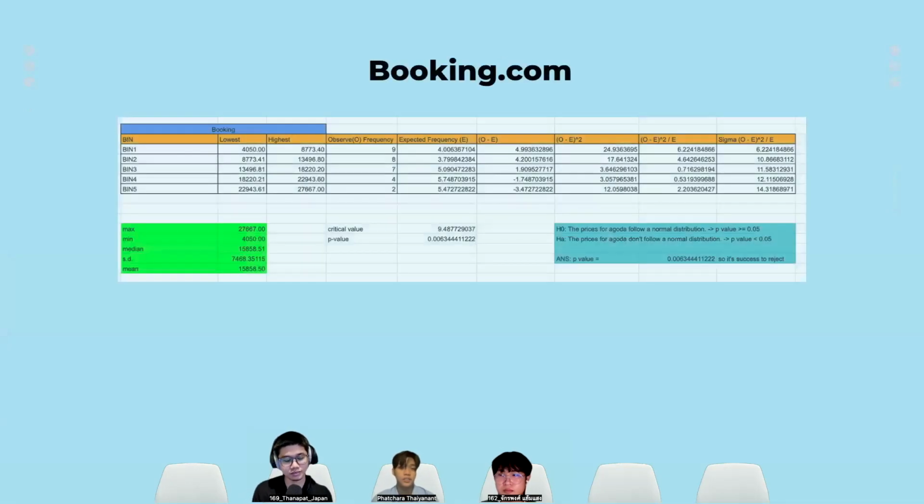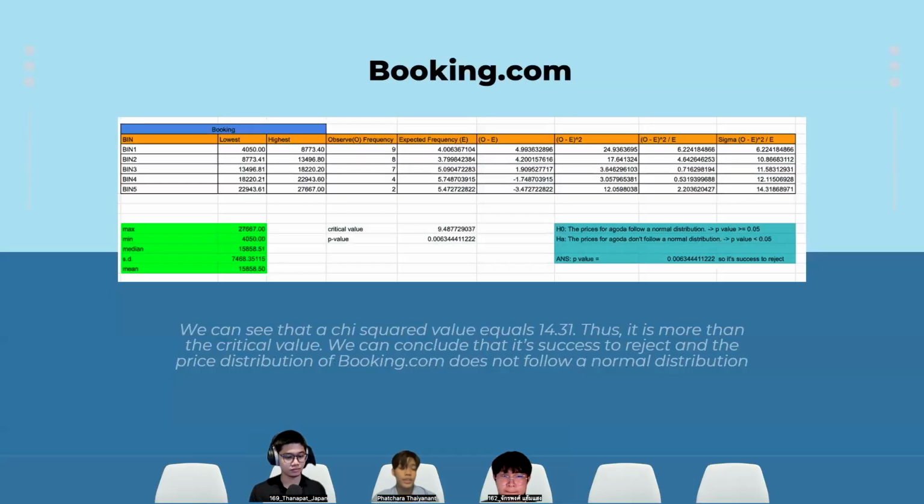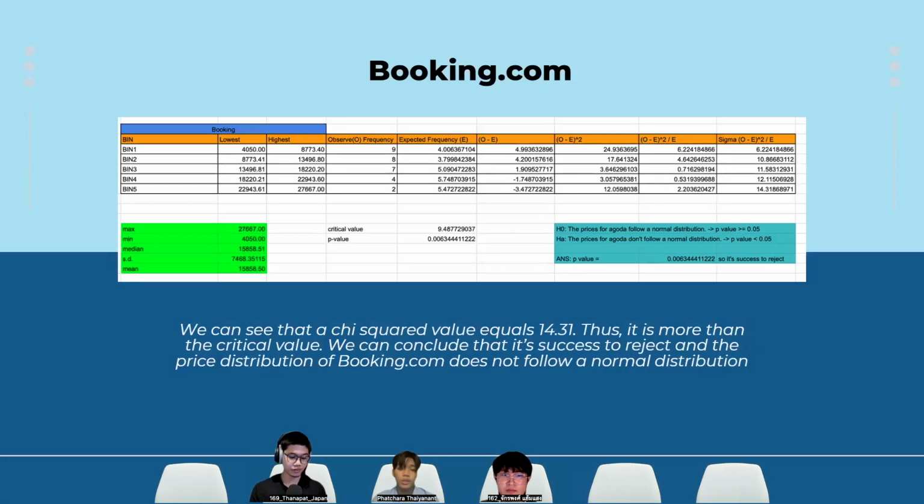And the last one is Booking.com. We can see that the chi-square value equals 14.31. Thus, it is more than the critical value. We can conclude that we successfully reject, and the price distribution of Booking.com doesn't follow a normal distribution.